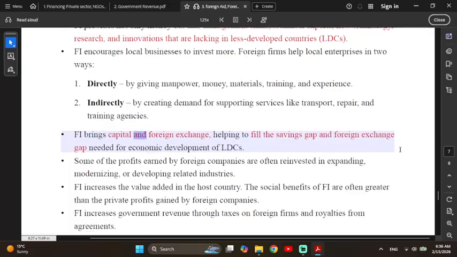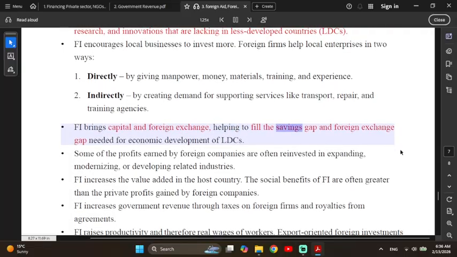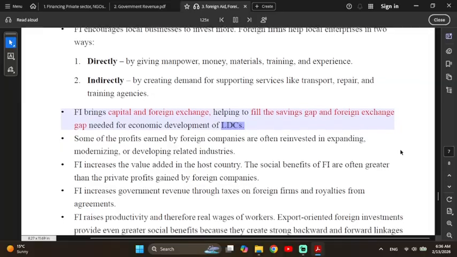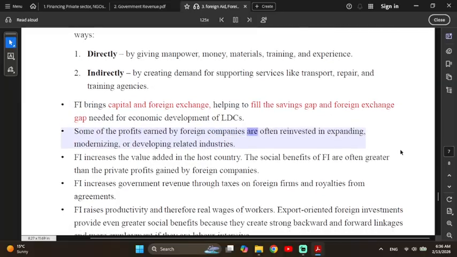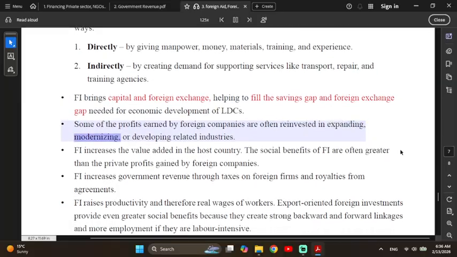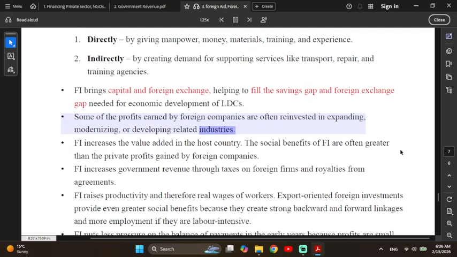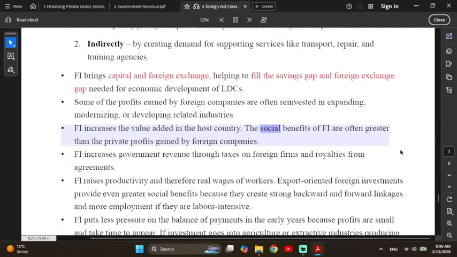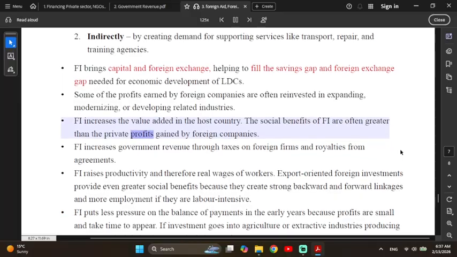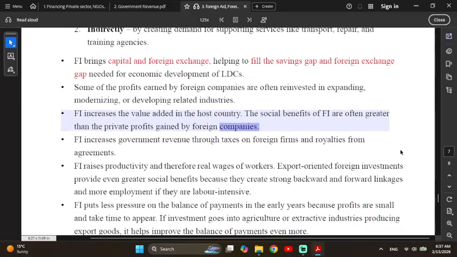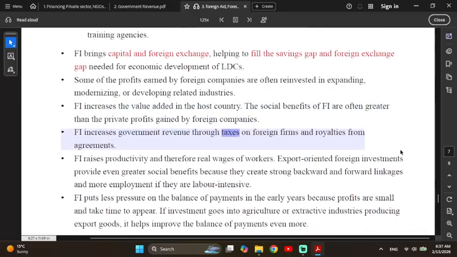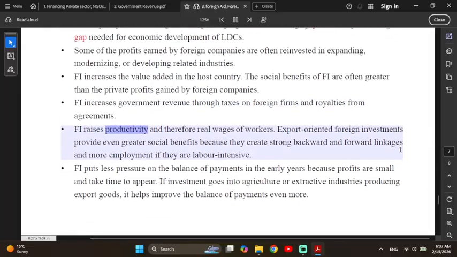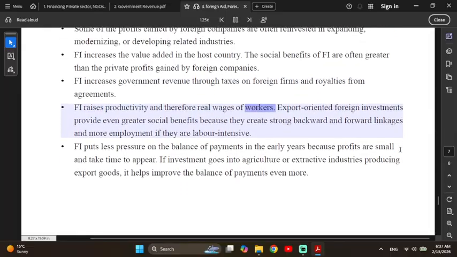FI brings capital and foreign exchange, helping to fill the savings gap and foreign exchange gap needed for economic development of LDCs. Some of the profits earned by foreign companies are often reinvested in expanding, modernizing, or developing related industries. FI increases the value added in the host country. The social benefits of FI are often greater than the private profits gained by foreign companies. FI increases government revenue through taxes on foreign firms and royalties from agreements. FI raises productivity and therefore real wages of workers.